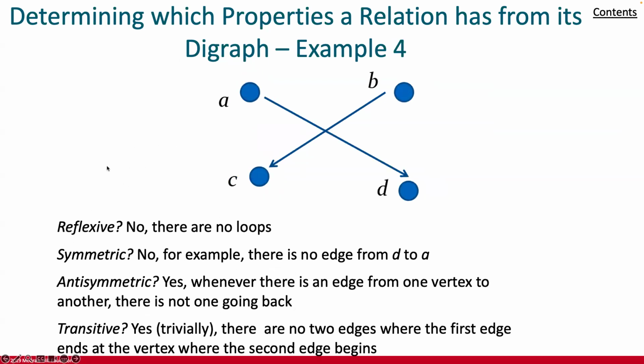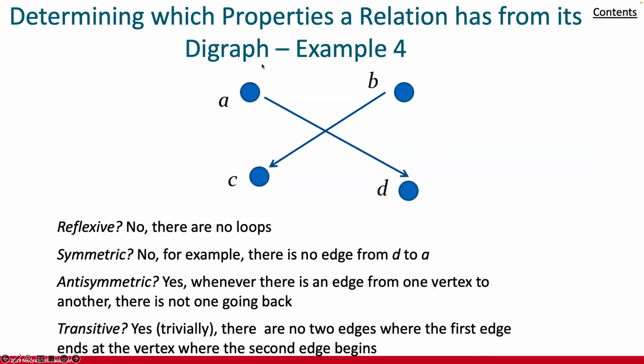Finally, here's a fourth example: reflexive, no. Symmetric, no. Anti-symmetric, yes. Transitive, yes. There are no loops, that's why it's not reflexive. There is no edge from D to A, so that's one example showing that it's not symmetric. Anti-symmetric, yes. When there is an edge from one vertex to another, there is not one going back. And transitive, which is trivially true in this case, as there are no two edges where the second edge begins at the vertex where the first edge ends.